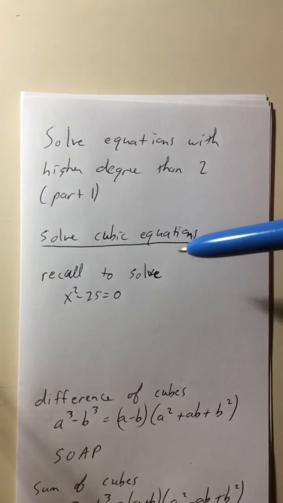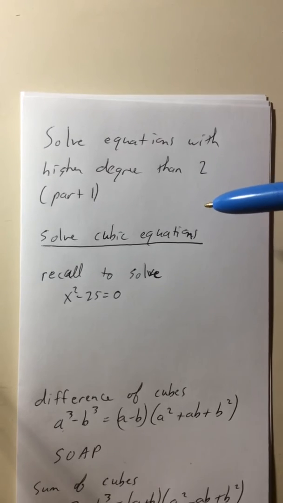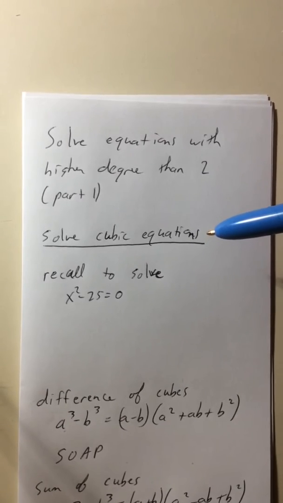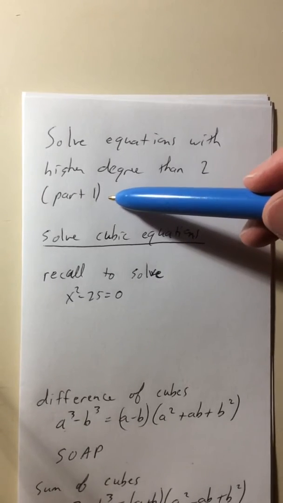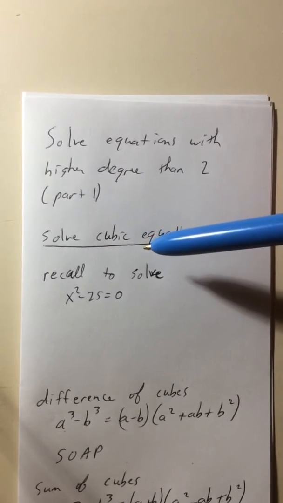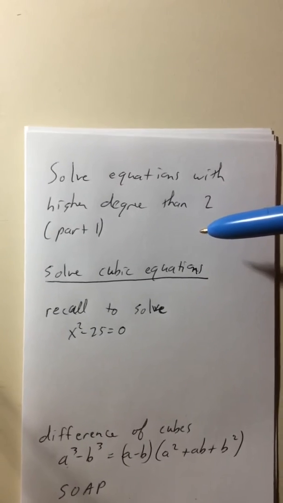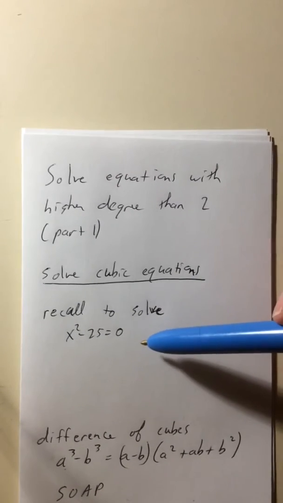But sometimes we have equations that are higher than degree 2. The power is higher than 2, such as 3 or 4. We're going to look at those today. And this is going to be part 1. There's actually another way to solve these, some more complicated ones. And we'll look at those in part 2. So I want to start you off with something that you already know, as we often do.